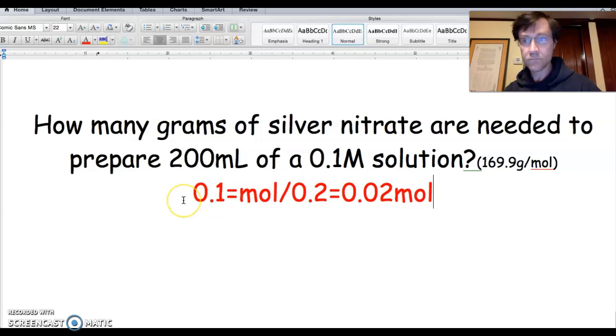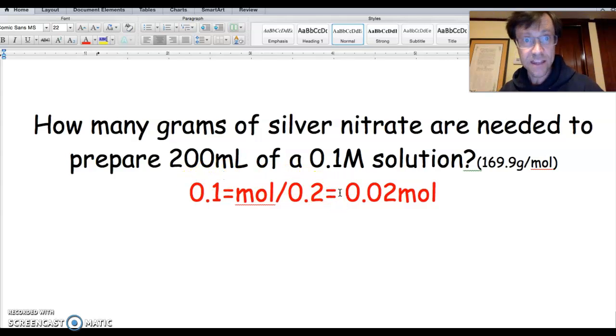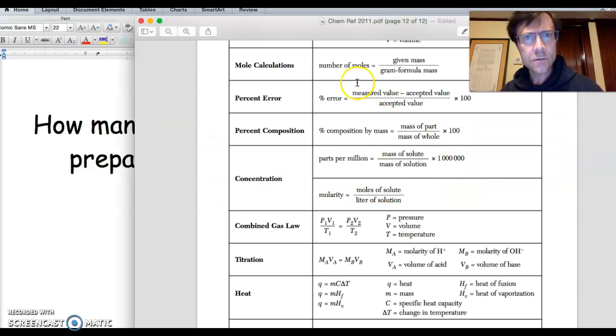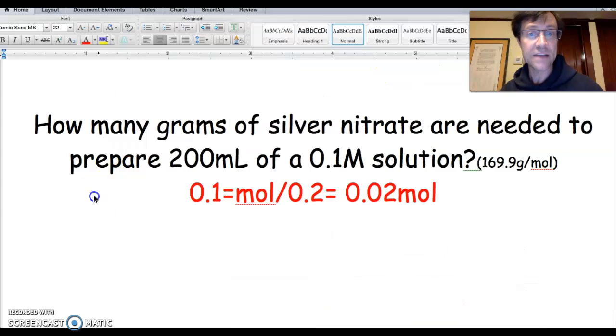You get it? Okay. So now that I have 0.02 moles of my stuff, where does that 0.02 moles go? It'll be 0.02 equal to my grams divided by the gram formula mass. And look, I have the gram formula mass right there. Moles is moles.